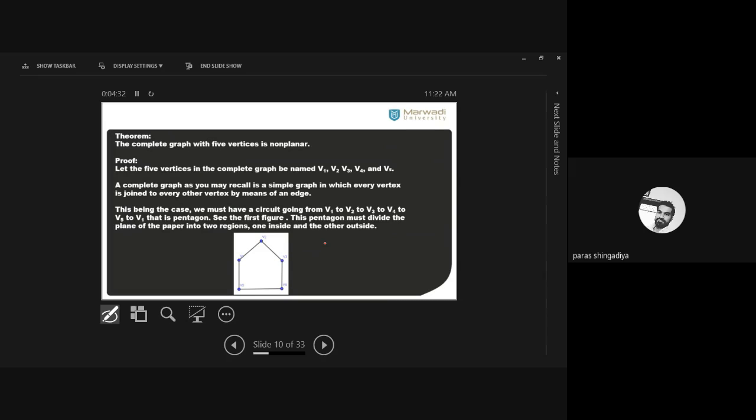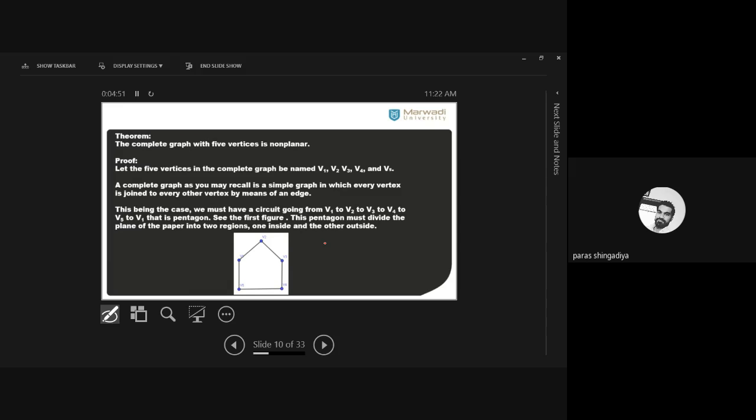Consider 5 vertices, V1 to V5, plot them on the plane, and then connect them, making one chain, one circuit, that now looks like a pentagon. And then there are two regions in the pentagon. One is the inside region and the second is the outside region. That is the step one explanation.